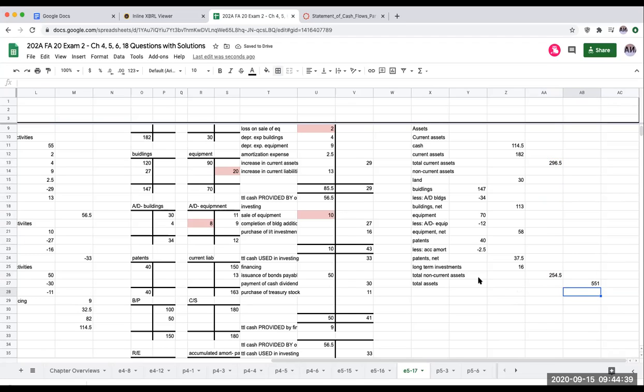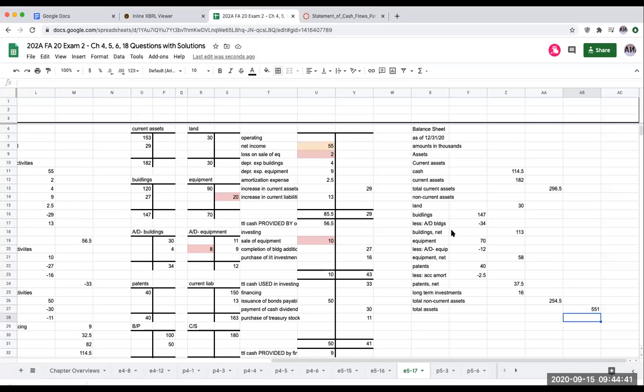What you'll notice here is I'm kind of putting these things out here. I just want to make sure you understand how I'm getting to my numbers. I usually put this over here if I'm totaling up something.